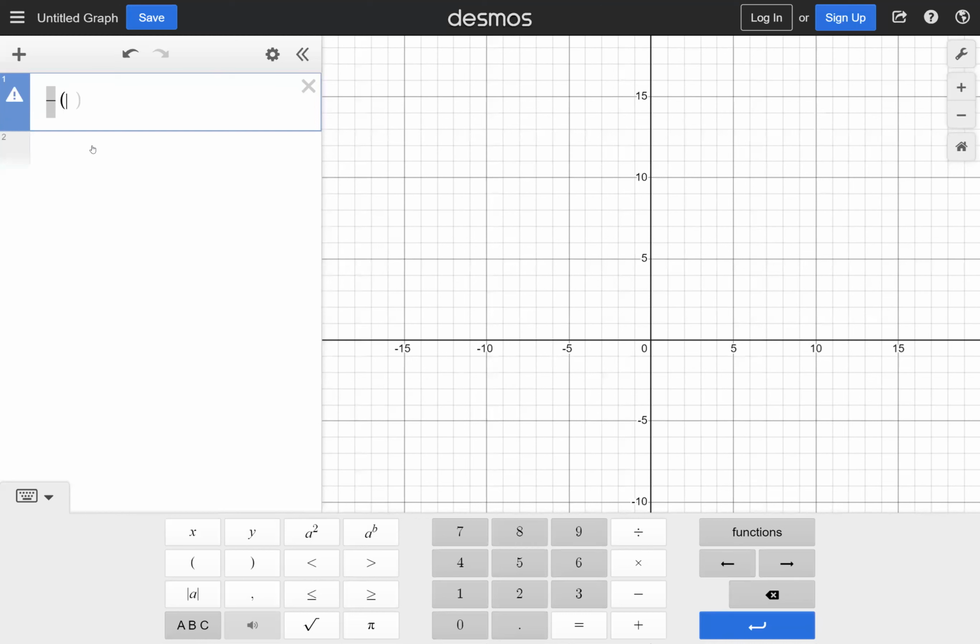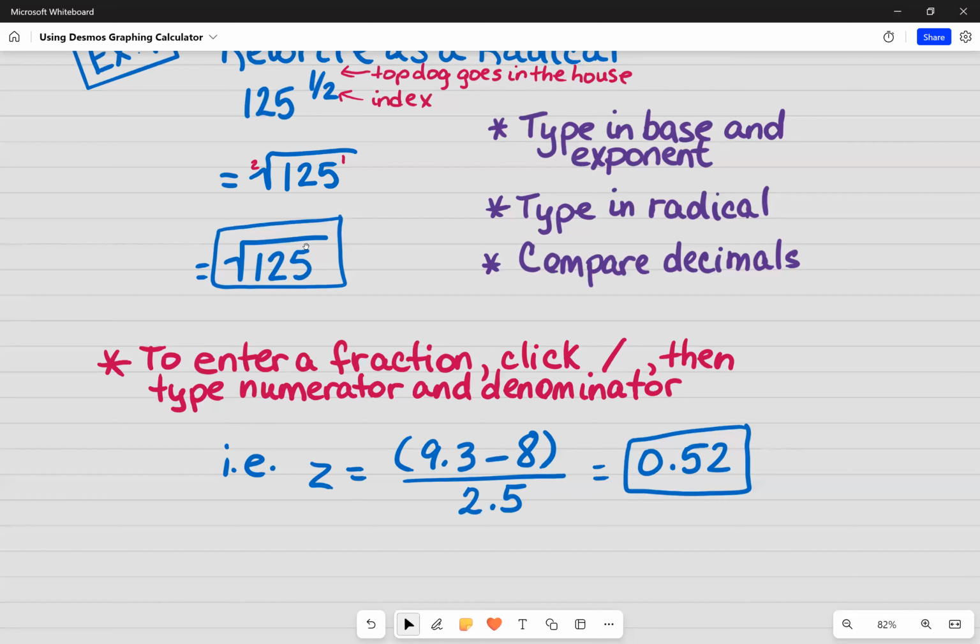So here I would type in 9.3 minus 8 in parentheses. Oops, but I want to make sure that I'm on top of that. So in parentheses, 9.3 minus 8. In my parentheses, go down, and I said to divide it by 2.5. Okay, 2.5. And so it will automatically give me my answer, which is 0.52.